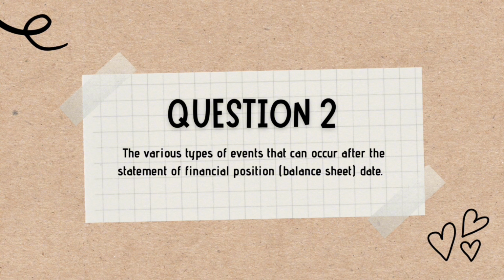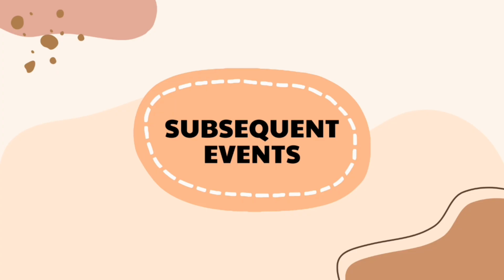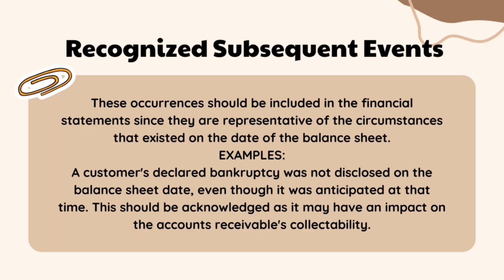The first one is the various types of events that can occur after the statement of financial position, balance sheet date. The first one is subsequent events. The first type of subsequent events is recognized subsequent events. This occurrence should be included in the financial statements since it is representative of the circumstances that existed on the date of the balance sheet.